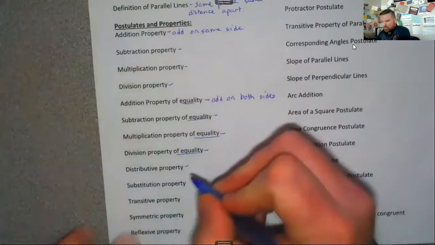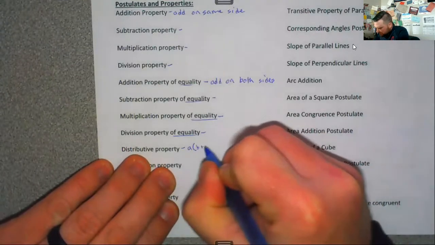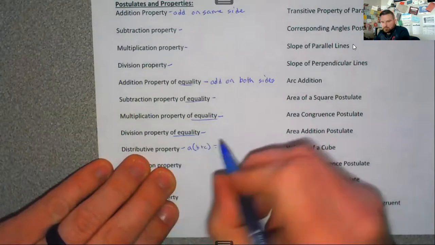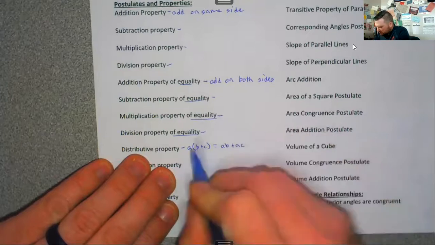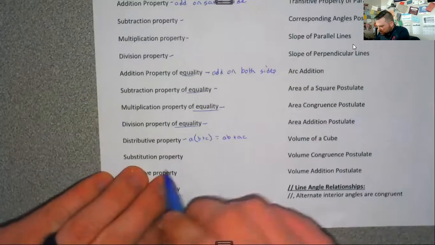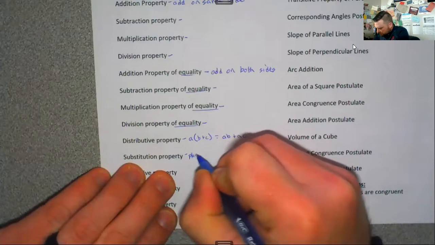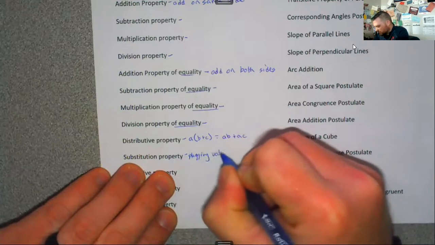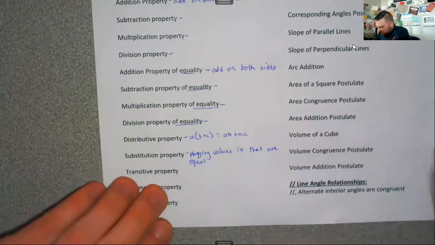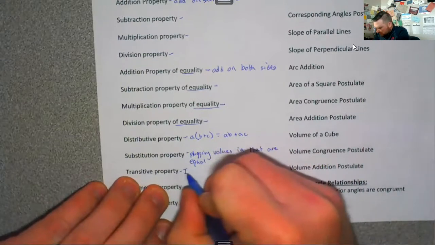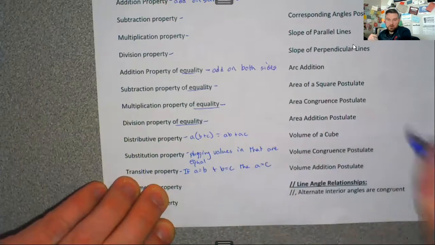Okay, for these, we're going to kind of write something a little differently. For distributive property, we'll just write an example. So the distributive property removes parentheses. Okay, so if you've got A parenthesis B plus C, that'd be AB plus AC. You can distribute that in there. Substitution property, plugging values in that are equal. Transitive property, that's the linking one that we talked about. If A equals B and B equals C, then A equals C as well. And this could go on a very long time.